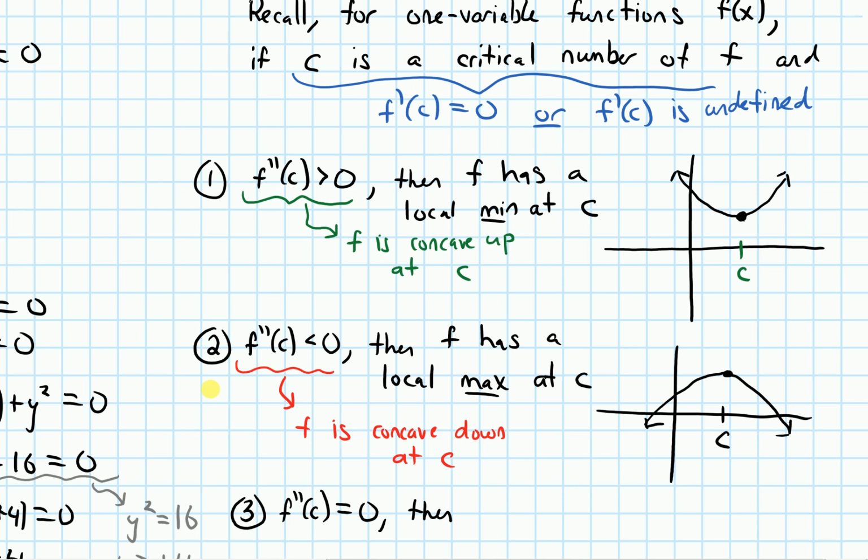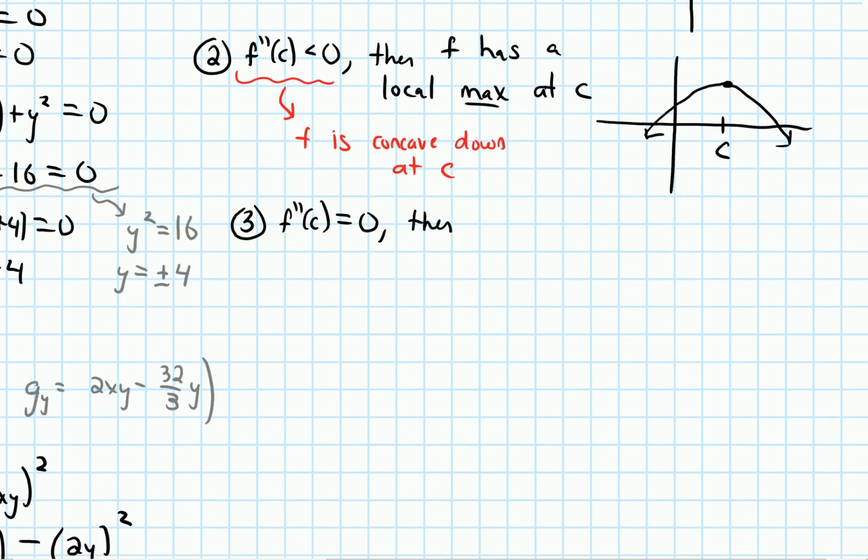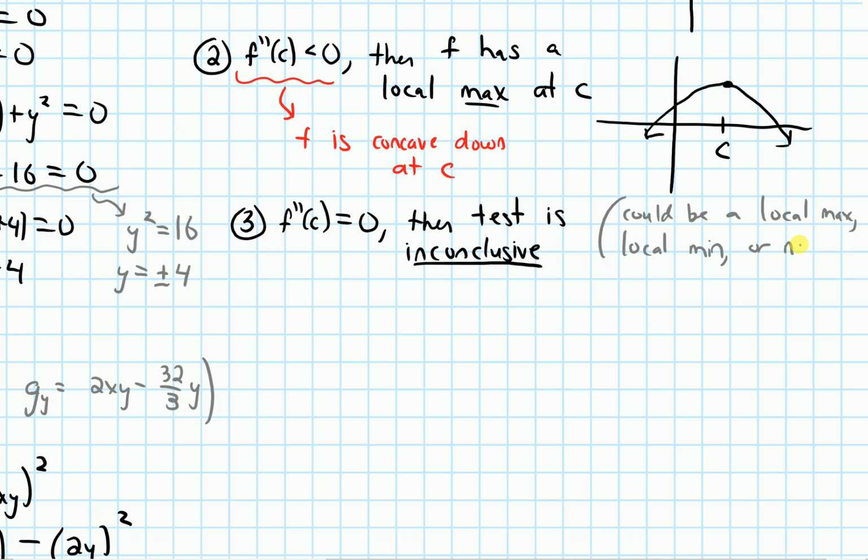Awesome. There's one more possibility, which is what if the second derivative at that critical number is 0? Then it turns out that this test, the second derivative test, is inconclusive. By inconclusive, I mean that there could be a local max, a local min, or neither. You could also have a situation where that critical number is not a local max and is not a local min.